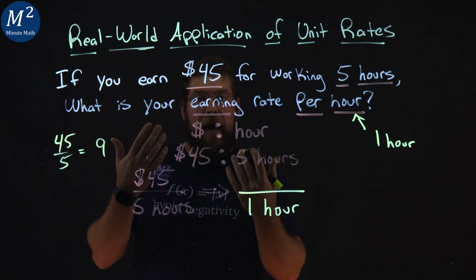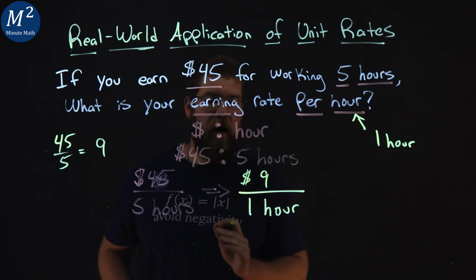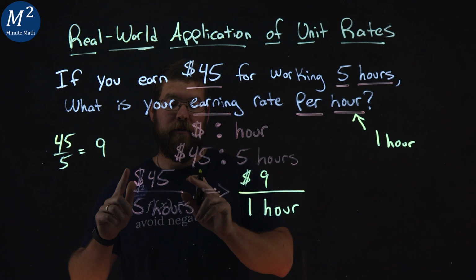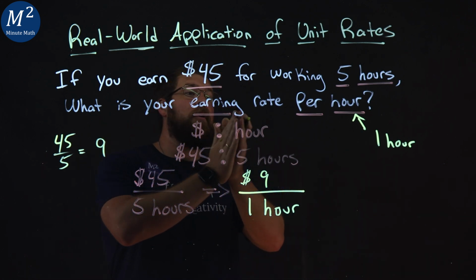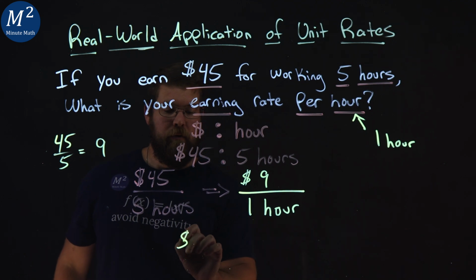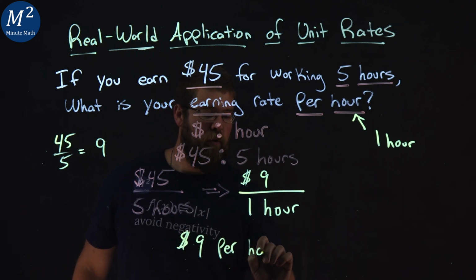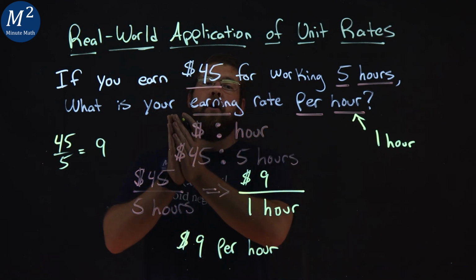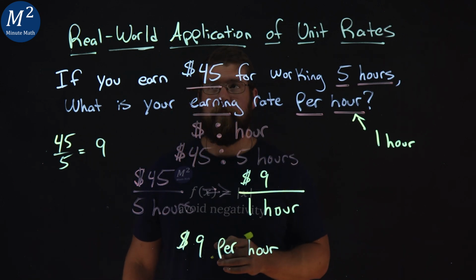So our hourly rate, $9 per 1 hour, is a rate for the same thing as $45 per 5 hours. So what is your earning rate per hour? $9 per 1 hour, or just per hour. So again, our unit rate here, our earning rate per hour, is $9 per hour.